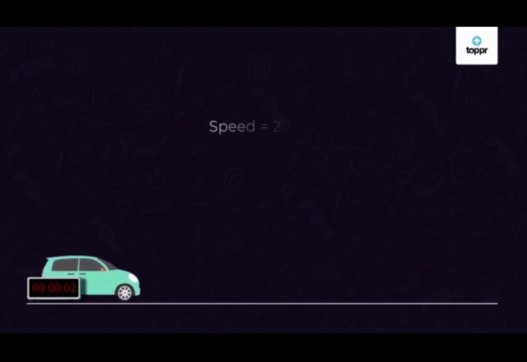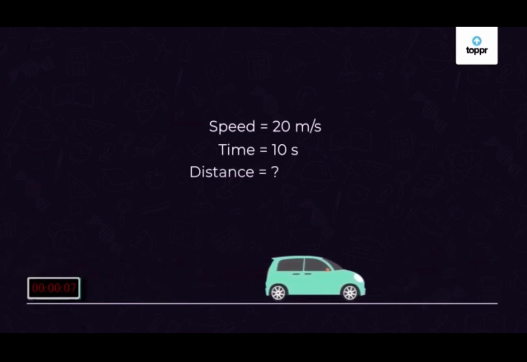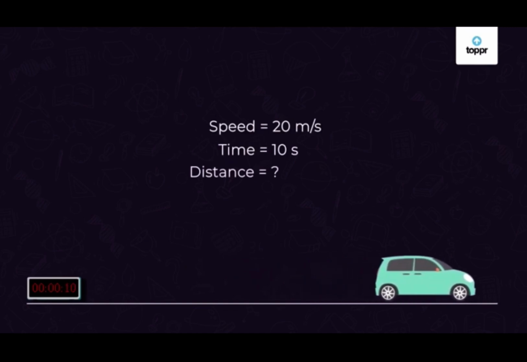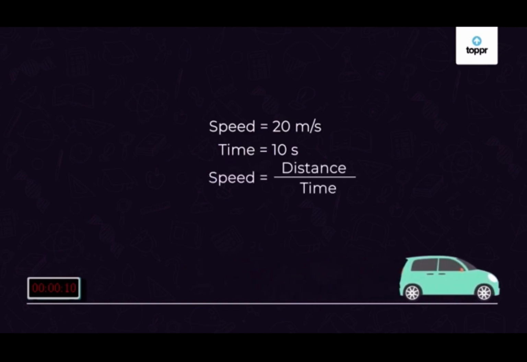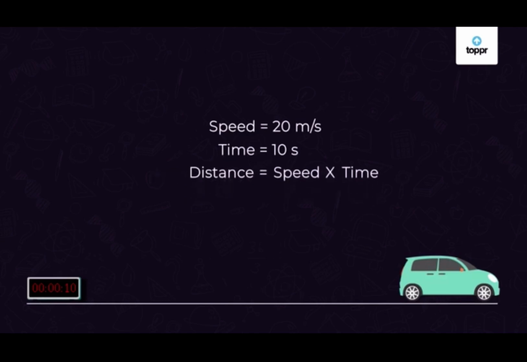What if you know your speed and the time you took to travel, but you don't know how much distance you have traveled? Can the definition of speed help us now? Of course it can. And it's pretty simple. Just rearrange the formula a little bit. So the distance traveled is equal to the speed multiplied by time. In this case, it is equal to 20 meters per second multiplied by 10 seconds, which is equal to 200 meters.